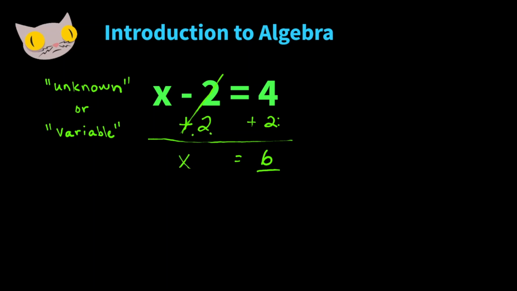By adding 2 to both sides of the problem, we're keeping the balance. In order to keep the balance, what we do to one side, we want to do to the other.